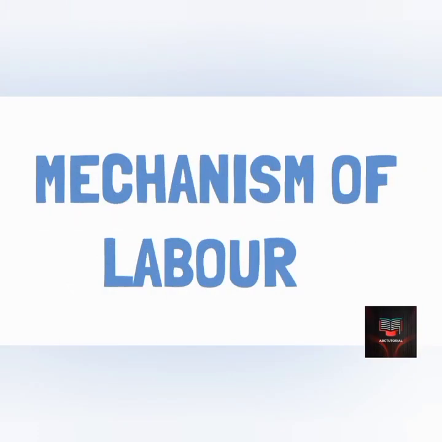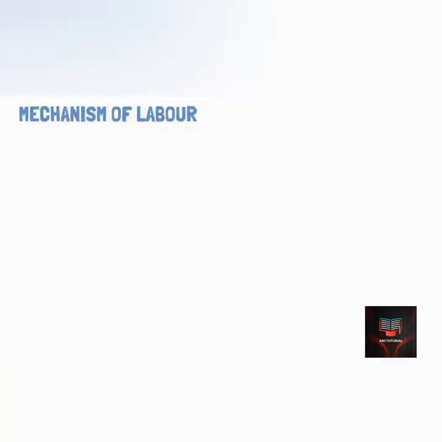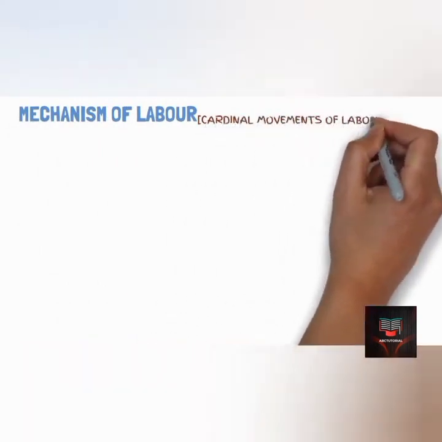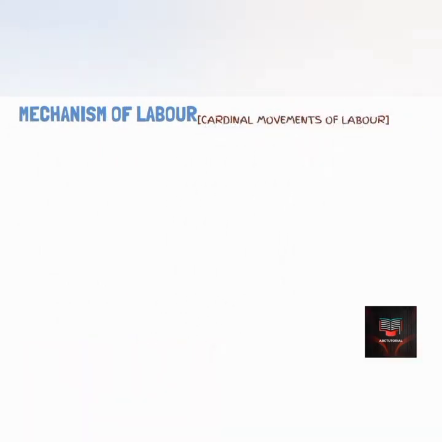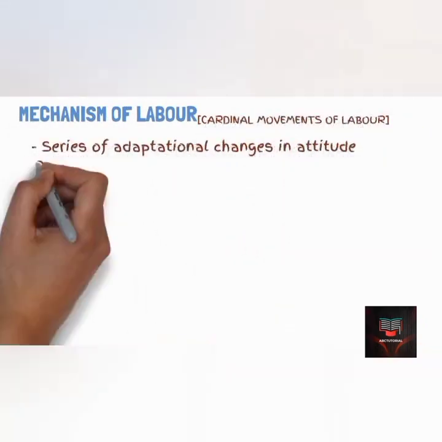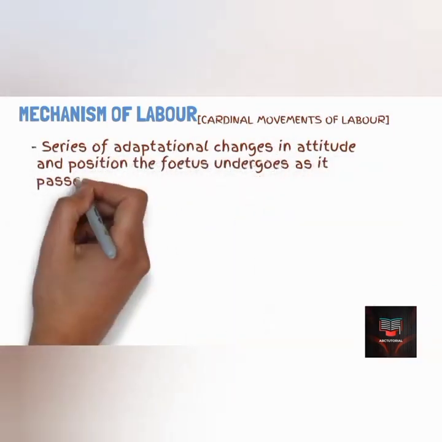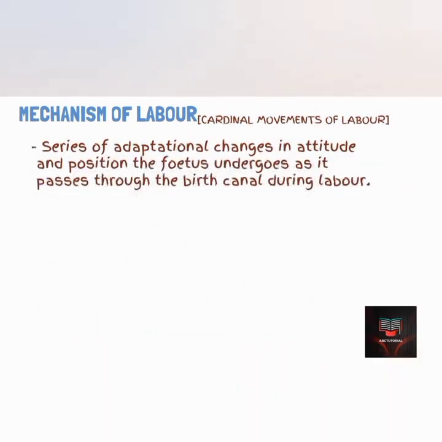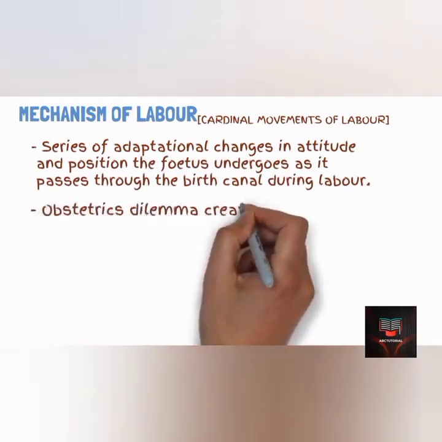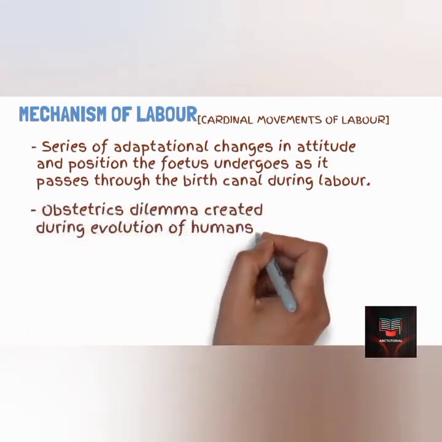Today we are going to discuss mechanism of labor. Mechanism of labor, otherwise known as cardinal movements of labor. These are a series of adaptational changes in attitude and position the fetus undergoes as it passes through the birth canal during labor. This is due to the obstetric dilemma created during the evolution of humans.